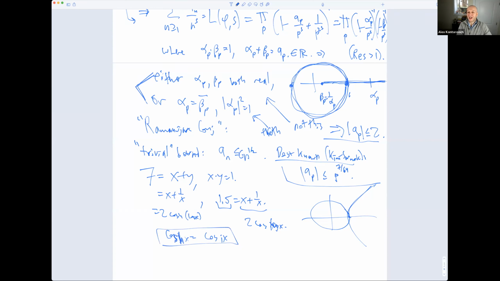Depending on the size of this AP, it determines whether you're here or here. The conjecture is you're always here. You're always on the circle. You're never on the hyperbola. There's never a cosh here. This value is always at most 2.